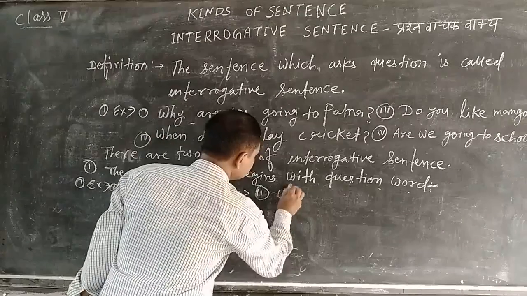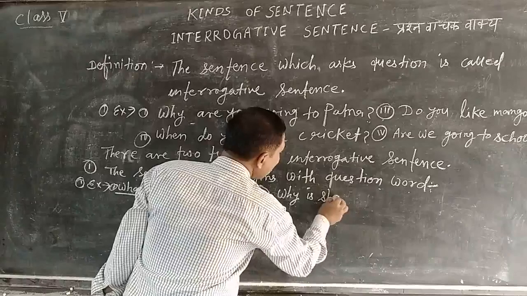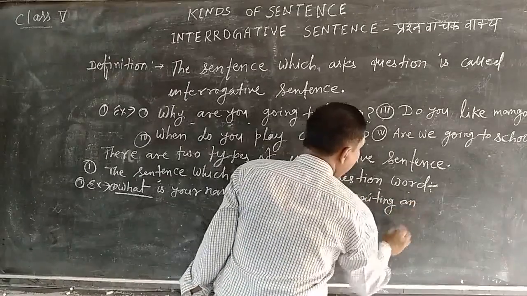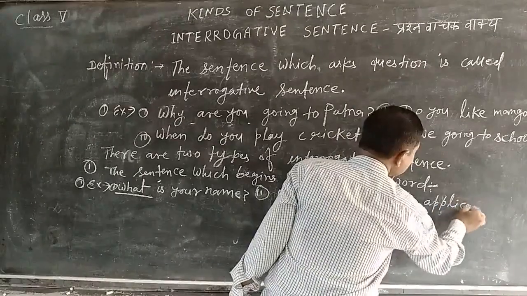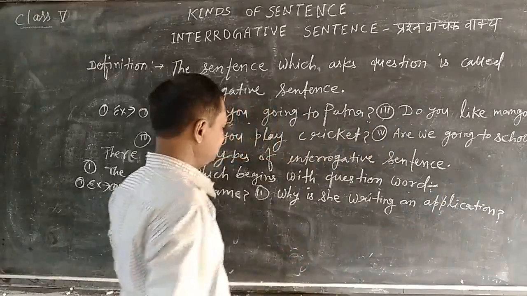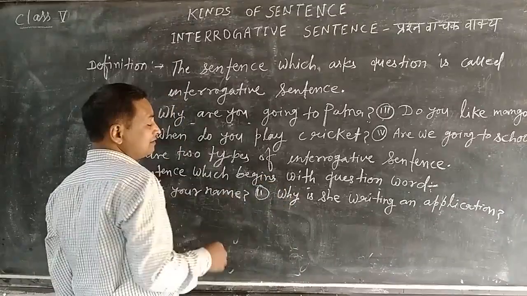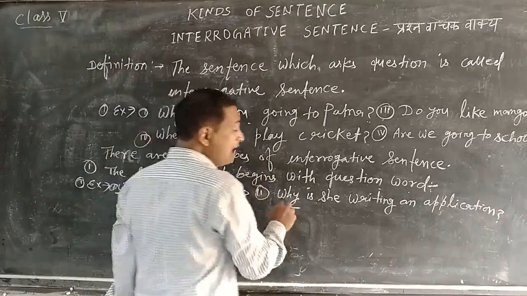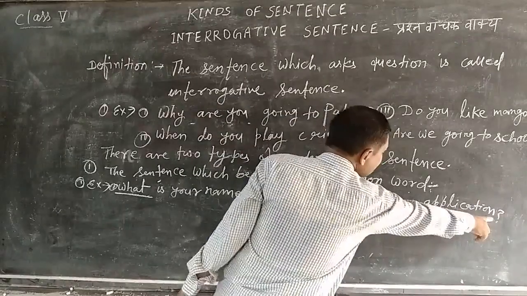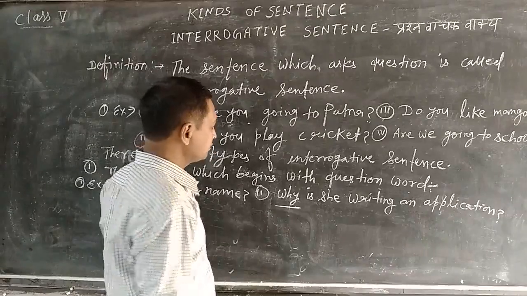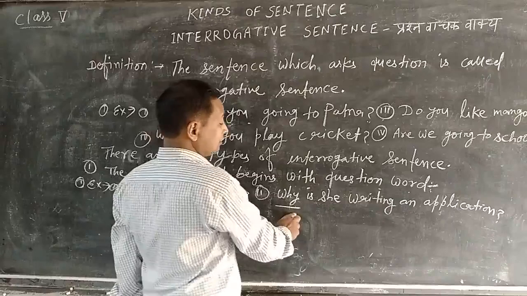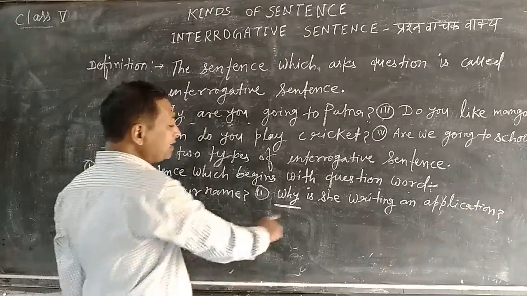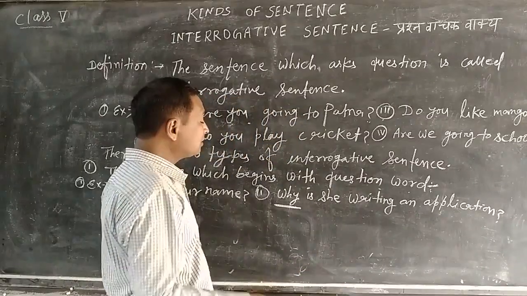Second example: Why is she writing an application? This sentence also begins with question word why and ends with a question mark. So students, this is also an interrogative sentence which begins with question word why. वह आवेदन पत्र क्यों लिख रही है?